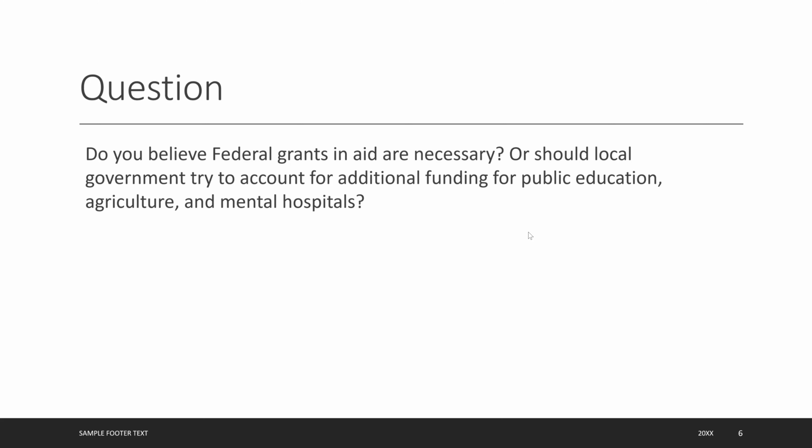I can kind of chime in on this one. At least from my experience working with federal grants, I think that it is necessary, especially for the work that my department does. It obviously doesn't have to do with education, agriculture, or mental hospitals, but I think it's beneficial to have that help from the federal government, especially in the national security realm.